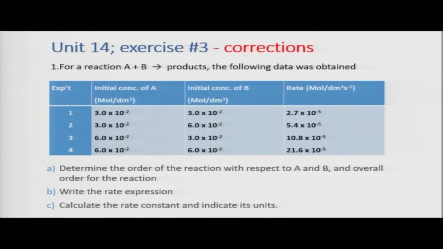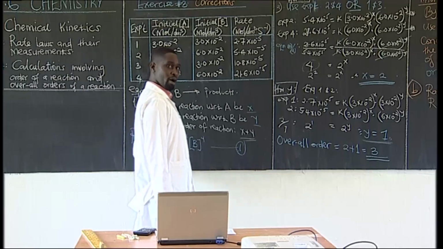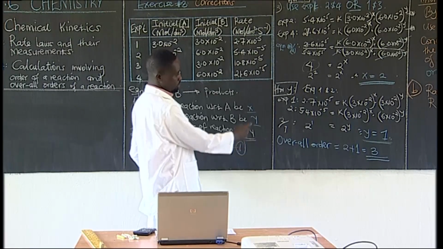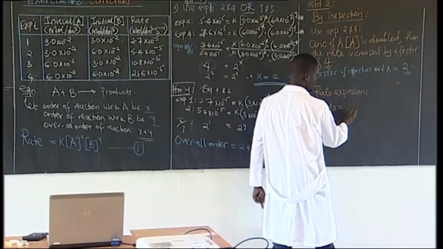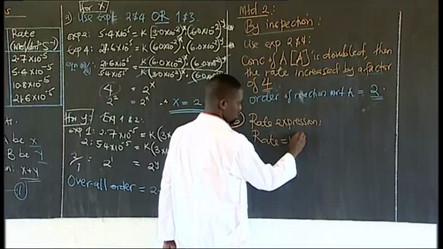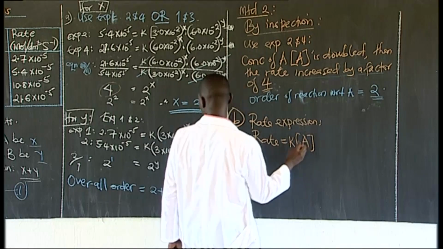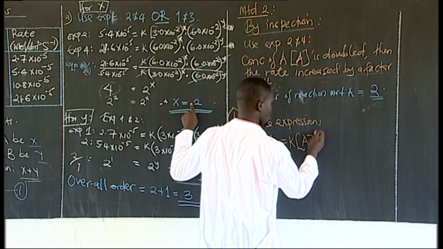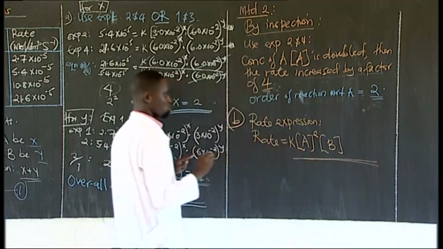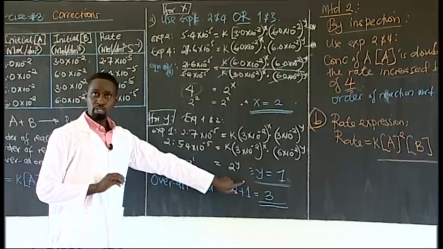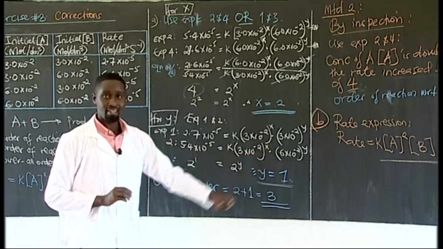Rate expression, directly, it is a matter of substituting our orders in this equation 1. Substitute the orders we've got in this equation 1. So the rate will be K, which we are yet to get, concentration of A, the order with respect to A is 2, squared, and concentration of B. So this is our rate expression, since the order with respect to B is 1, and that becomes the end.